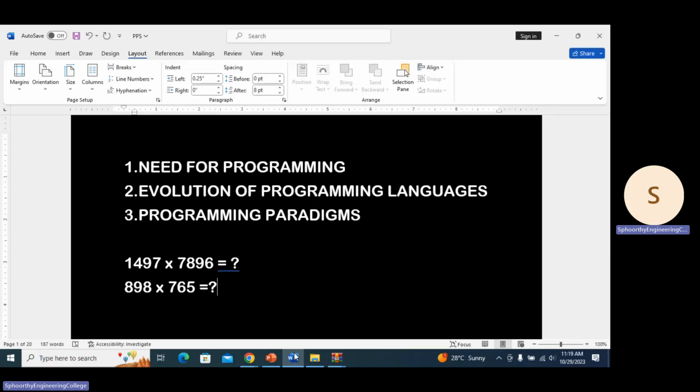And one more point: what is the guarantee that every time the answer is correct? Suppose you say 1497 into 7896, you may need pen and paper to solve this product, and it will take more time. As the size of the number increases, the time taken to perform that multiplication will also increase. But there is always a possibility that you may commit a mistake and end up giving a wrong answer also.